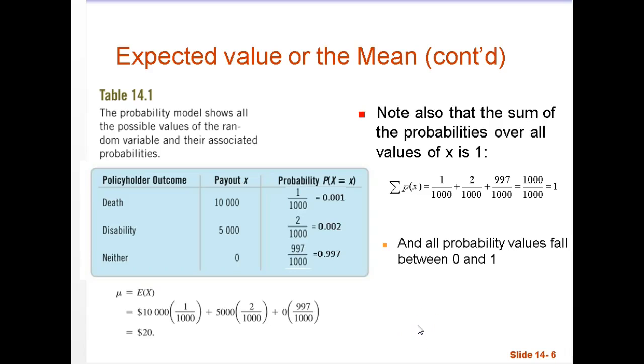Okay, let's examine some discrete random variables in the context of this problem right here. And this is some problem involving insurance. This insurance company will pay out a certain amount of money depending on the outcome. In this case, they will pay $10,000 in the event of a death, $5,000 for a disability, and no money, of course, if you neither die nor have a disability.